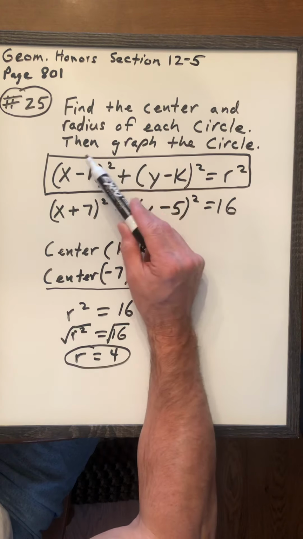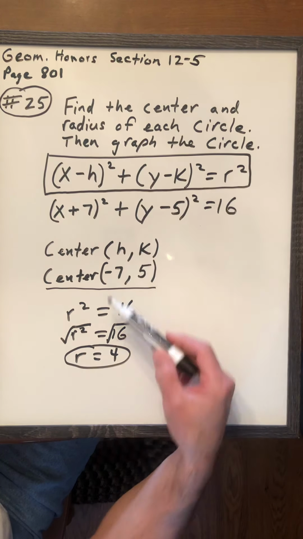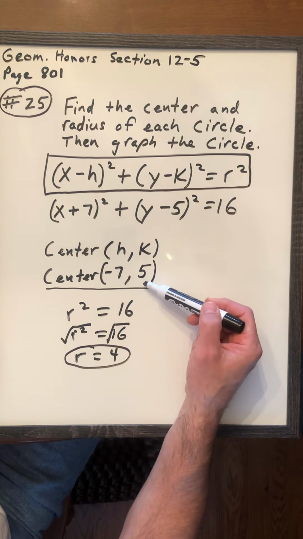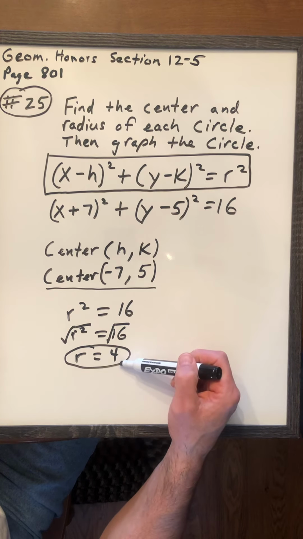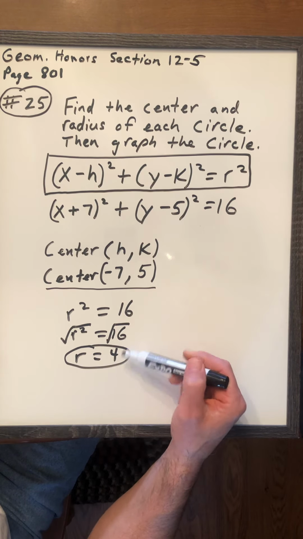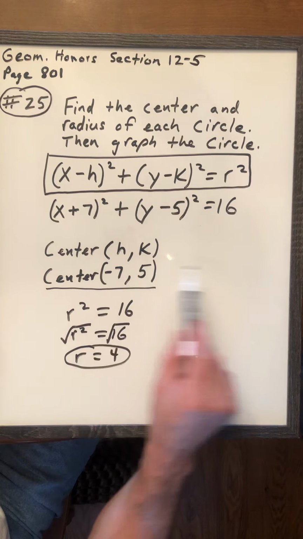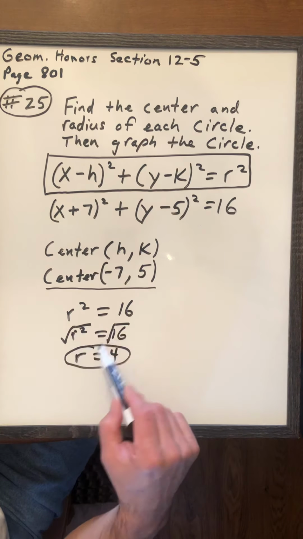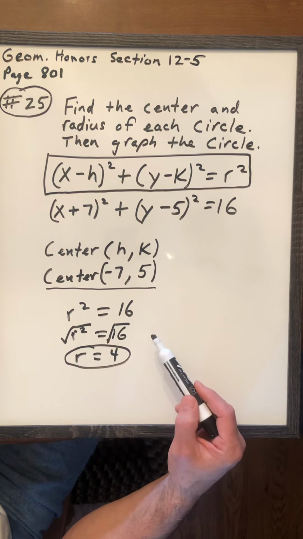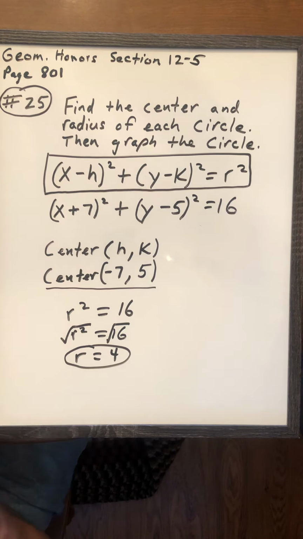So it is asking you on these problems to graph the circle. All you have to do, once you find the center, is plot it, and then use your radius. And like I said, just use your horizontal and vertical. You can count over 4 each way, and then you can draw your circle on your graph. So this is number 25 for your homework.